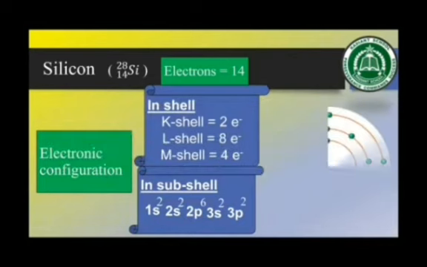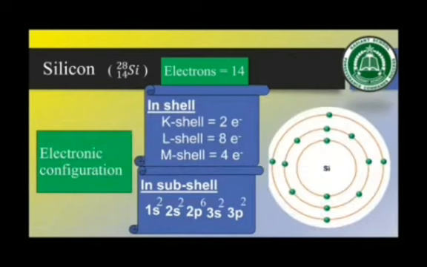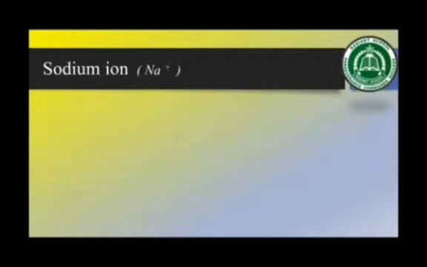If we see the structure of silicon, the first shell has 2 electrons, the second shell has 8 electrons and the third shell has 4 electrons. Now we will see the electronic configuration of ions.